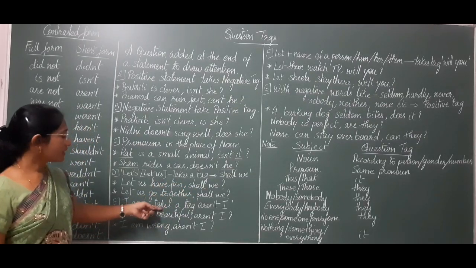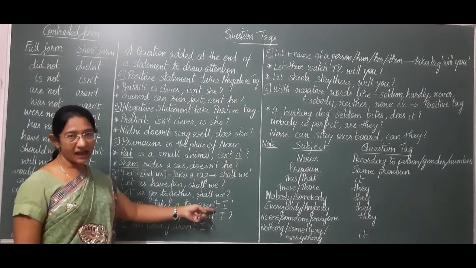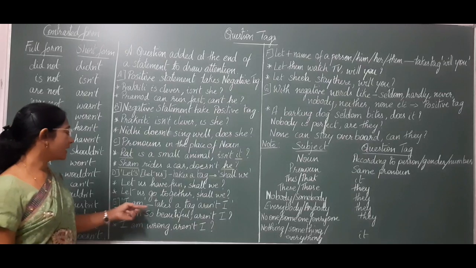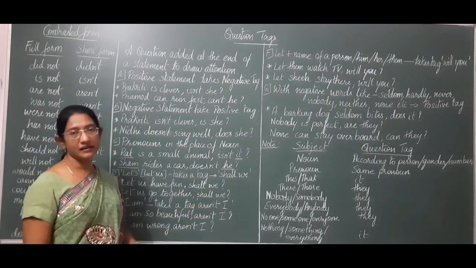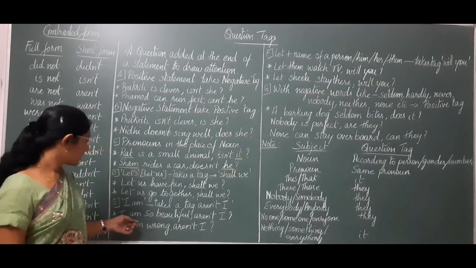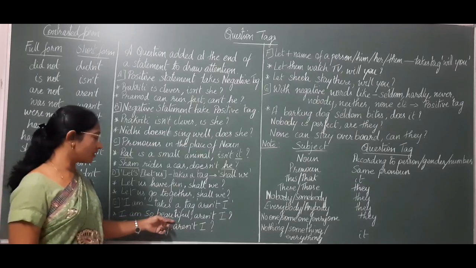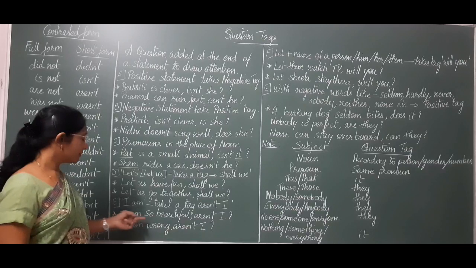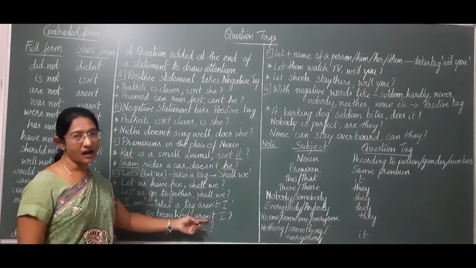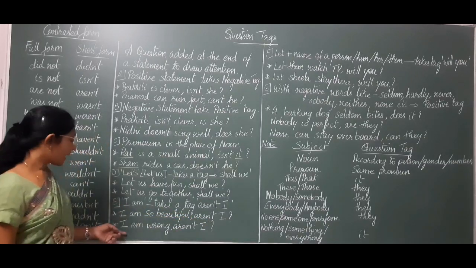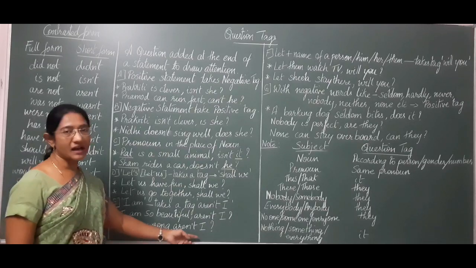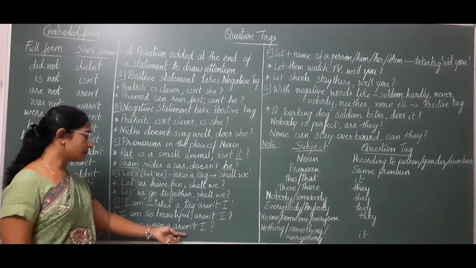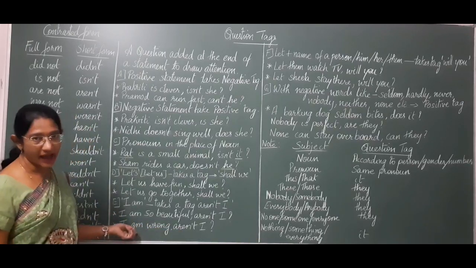I am always takes a tag aren't I. So, if you find I am in the statement, it takes aren't I in the question tag. I am so beautiful. Aren't I? I am is changed to aren't I. I am wrong. Aren't I? So, aren't I is replaced instead of I am.